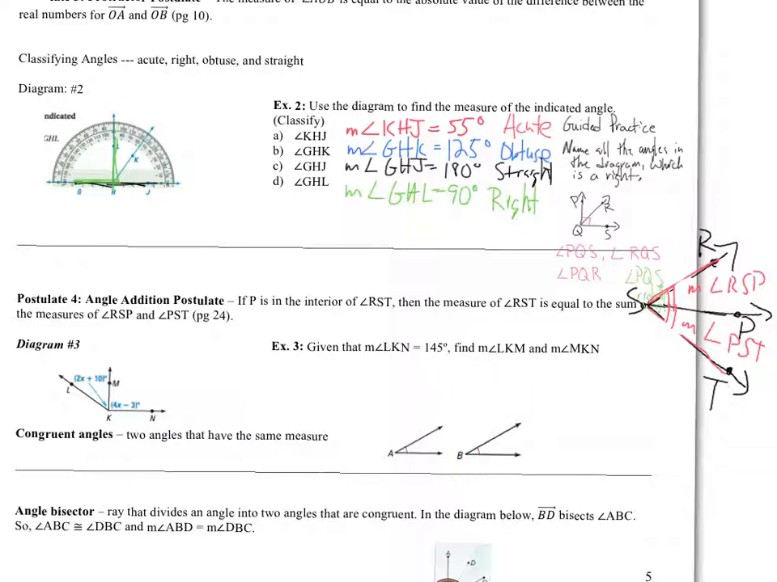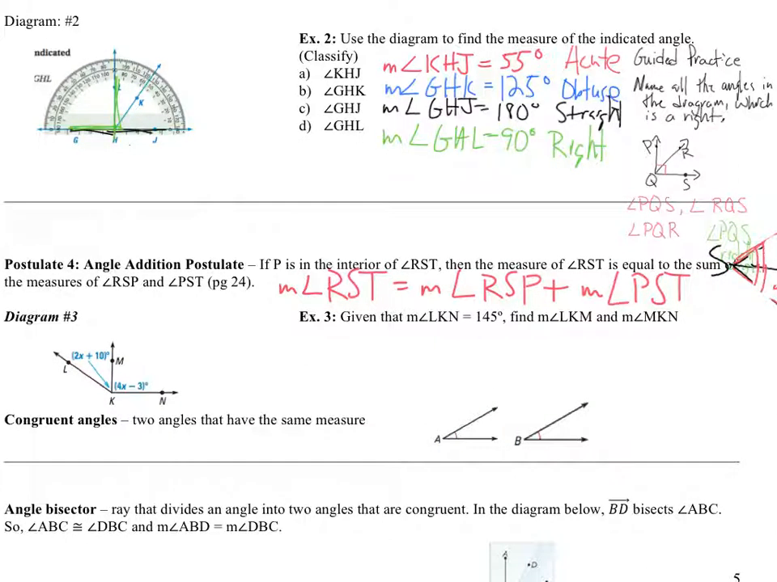So what I'm really saying is, like segment addition, we're going to write angular addition in the same way, where we have the measure of angle RST equals the measure of angle RSP plus the measure of angle PST.